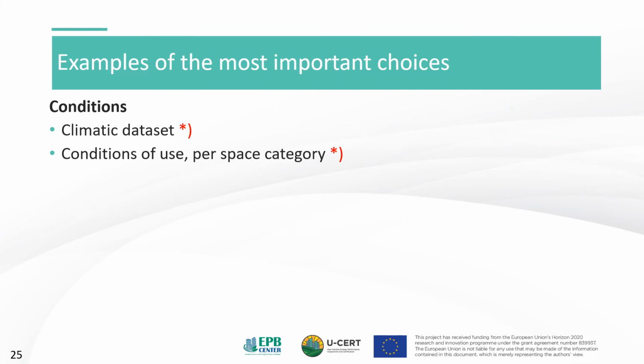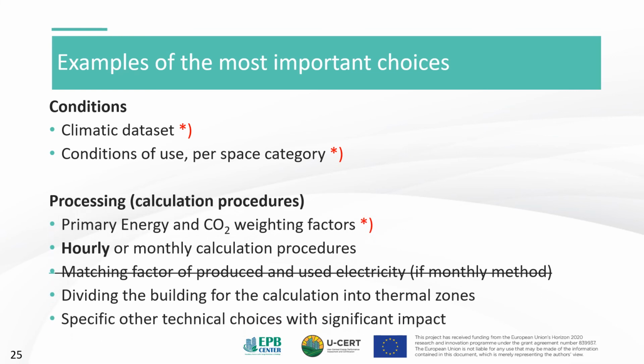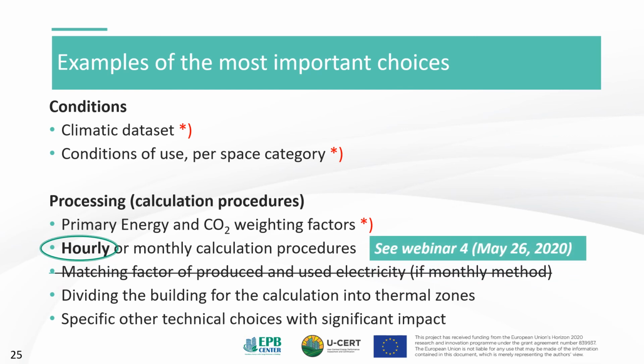Then examples of other most important choices on the conditions: the climatic data set, conditions of use. On processing, the calculation procedures itself, on primary energy and CO2 weighting factors, on hourly or monthly calculation procedures, and if you have a monthly method, the matching factor. Dividing the building for the calculation into thermal zones and specific other technical issues. And as you have seen from this strike through of the matching factor for the monthly method, we propose to adopt an hourly calculation method. So to choose the hourly calculation procedures, and more information and explanation can be found in one of the webinars at the EPB Center.